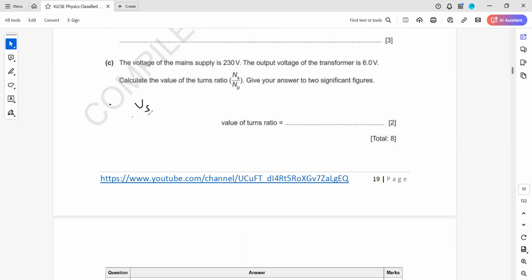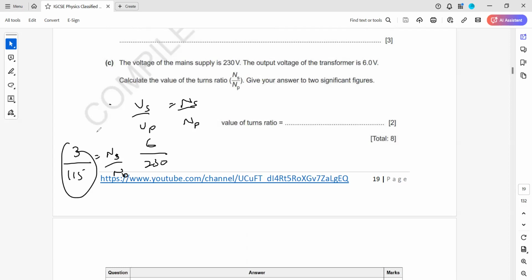Okay. So Vs over Vp equals Ns over Np. We need this. So voltage of the secondary is 6. Voltage of the primary is 230. So when we divide, it will be 3 over 115. So this will be the turn ratio. It can be any multiple. Even if you write 6 over 230, that is also acceptable, because they just mention a turn ratio.